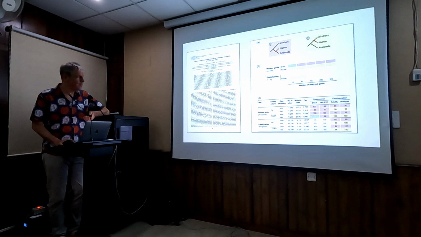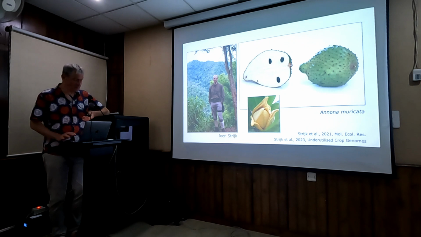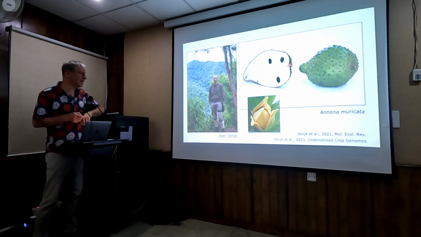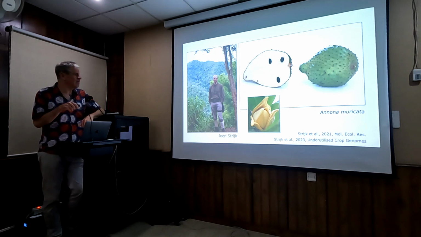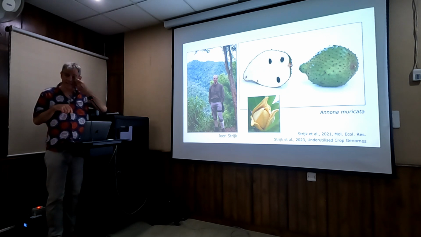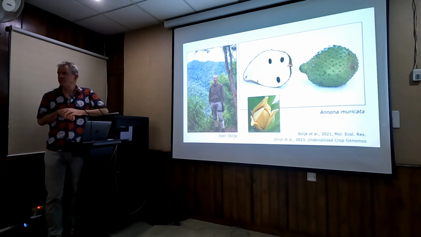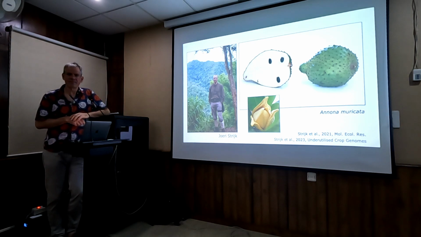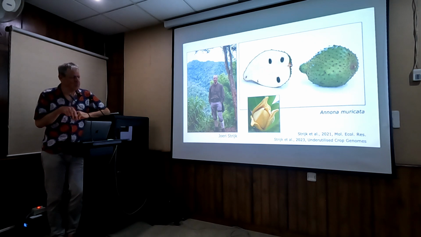So this has been applied to the early evolution of flowering plants as well. And I want to go on to an example from my own work. This is a former student of mine, Yuri Strijk. And with Yuri and a number of Annonaceae botanists, we published a complete genome of this fruit, originally from South America, Annona muricata, soursop. I guess it must be cultivated here in India as well. Yeah, in our garden it is available. Yeah.